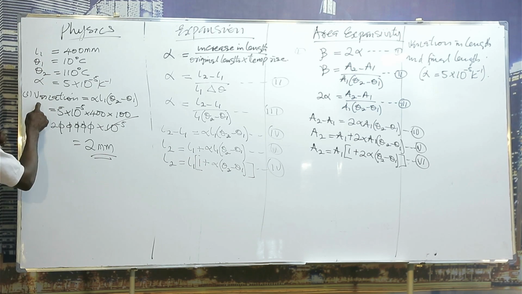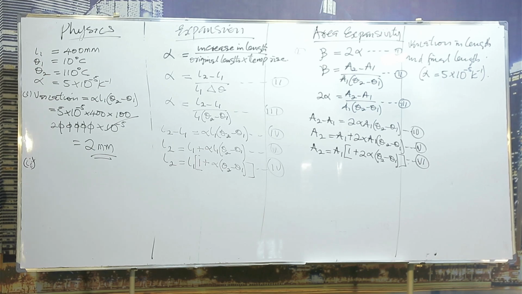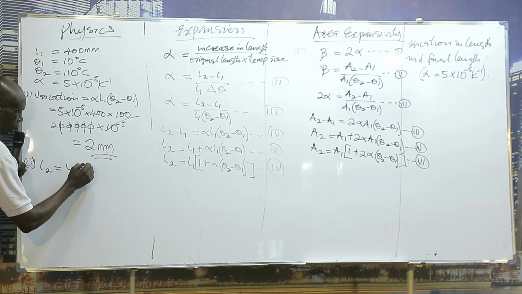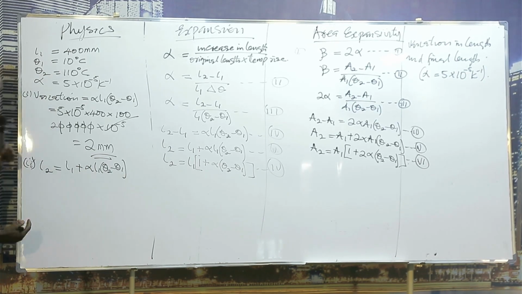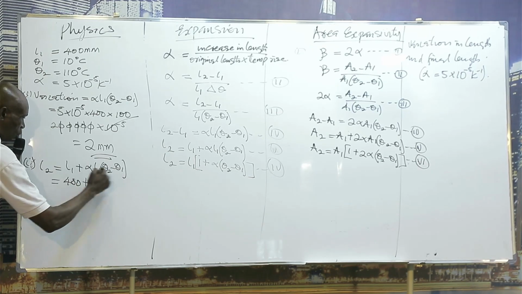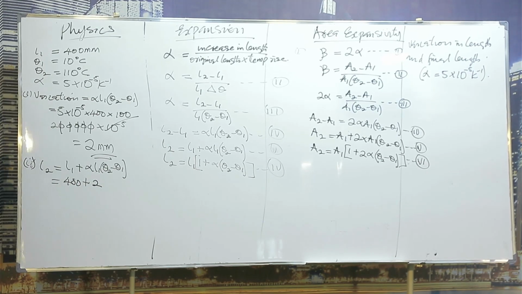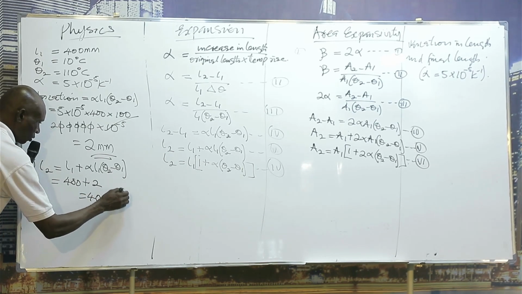So here, whether they asked you to do this or not, this is just simple for you to calculate. Repeat the equation that L2 equals L1 plus alpha L1 change in temperature. With this, I am looking for L2, and I have L1. What's the value of L1? 400 is here. Plus the whole of this is equal to 2. So this plus this will be 402 millimeters.